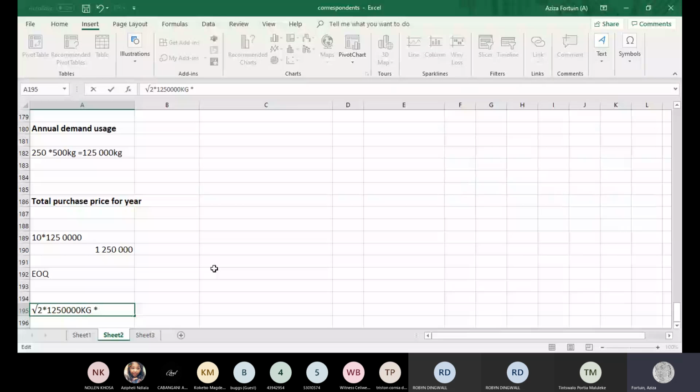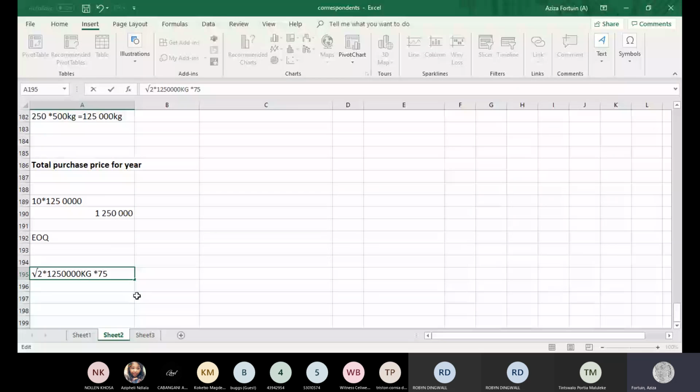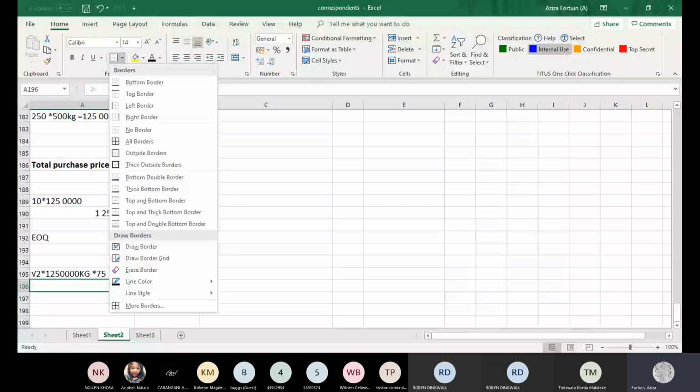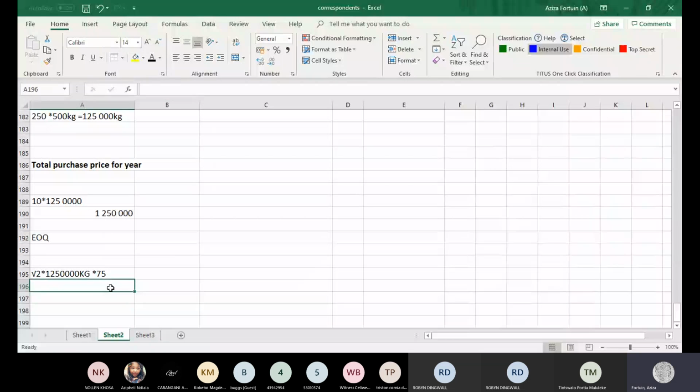75 Rand, right? So you must divide it by, we just make a line here so that the term looks like a divide, the purchase price per kilogram, which was how much? 10 Rand. Yes, but they also gave us the interest rate charged to finance inventory, so you're going to multiply it by your 10.5 percent. Plus, what am I still missing? My cost of holding 1 kilogram, which is 1.95 Rand.